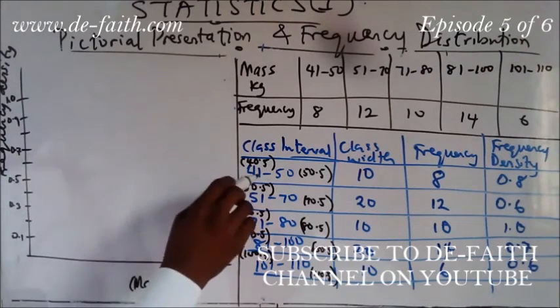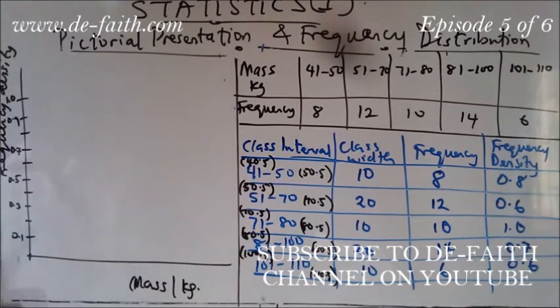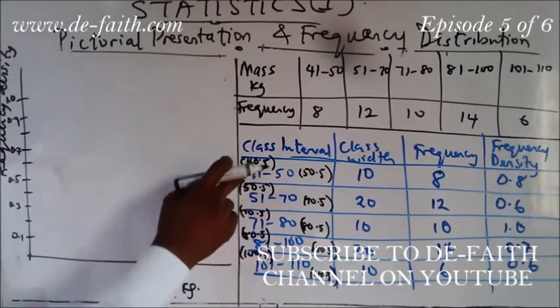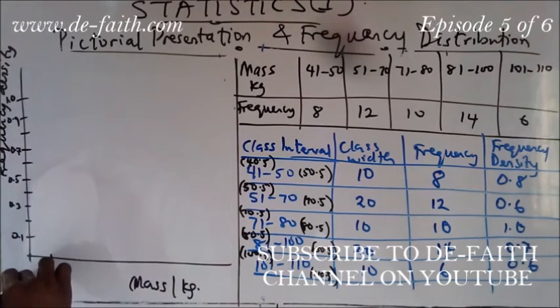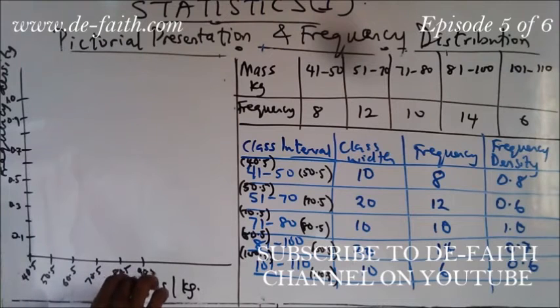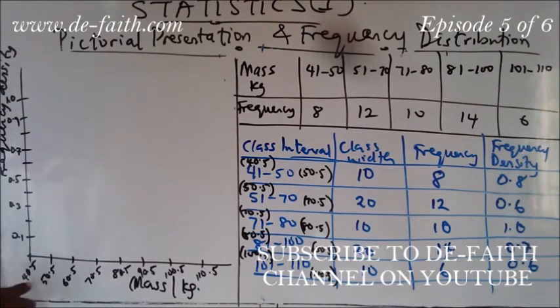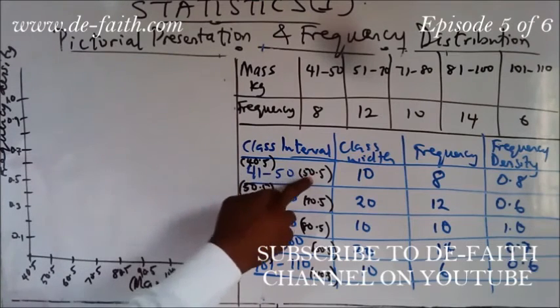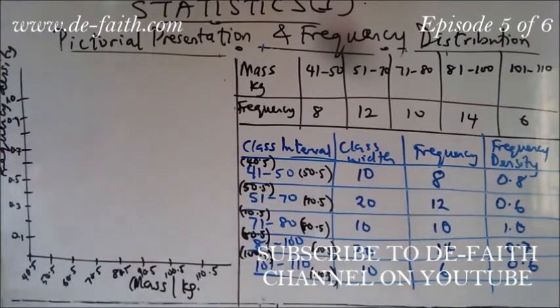So the first one we have is 40.5. And so we have 40.5. The next we have 50.5. We're going to have all the class boundaries as possible, like this. We have 60.5, 70.5, 80.5, 90.5, 100.5, and 110.5. So from 40.5 to 50.5, it has a class width of 10. Next, 40.5 to 50.5 has a density of 0.8, so here is 0.8.